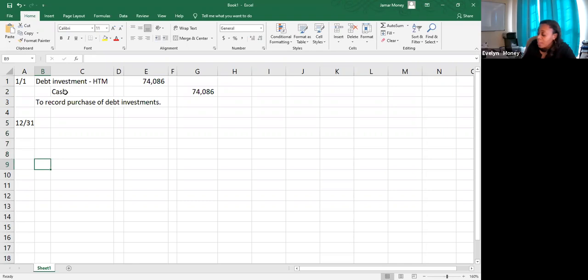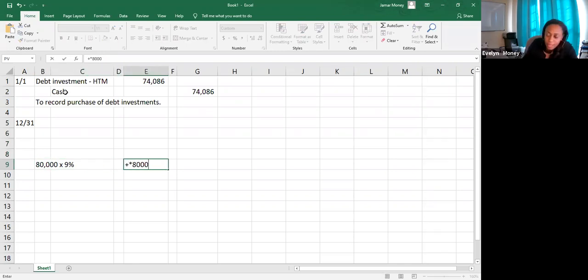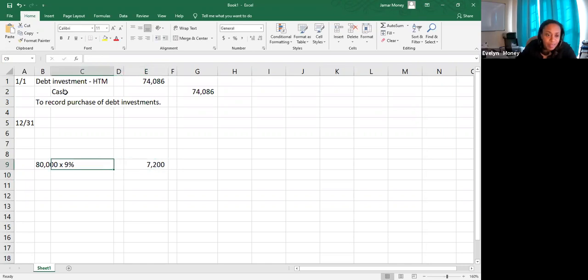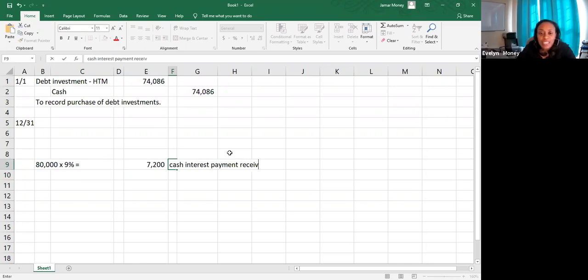This is where I take the par value of these bonds of $80,000 and I multiply it times 9%. And when we do that math, we get 7,200. And my formula is jacked up. There we go. Put my equal sign in here. And I'm going to use that number later. Let me label it as the cash interest payment received.